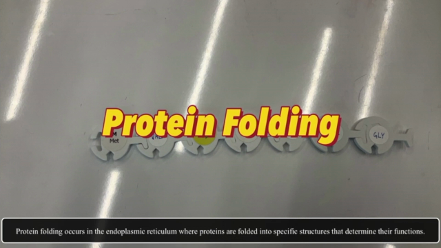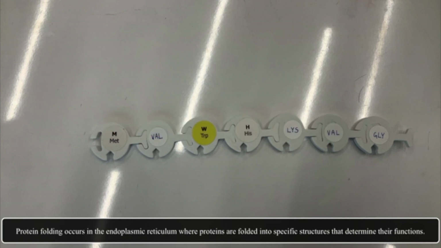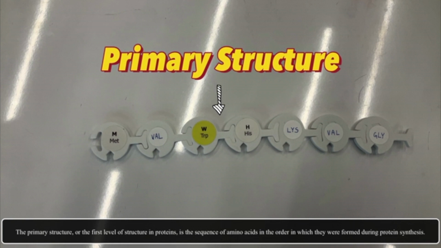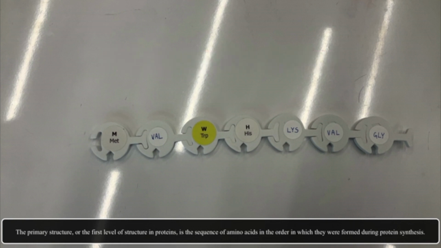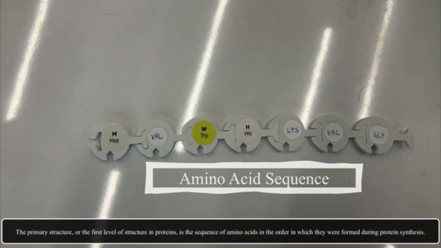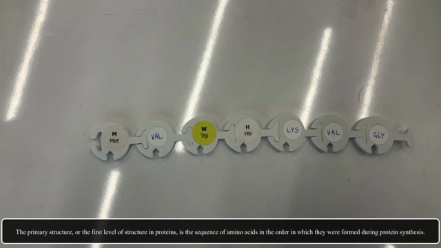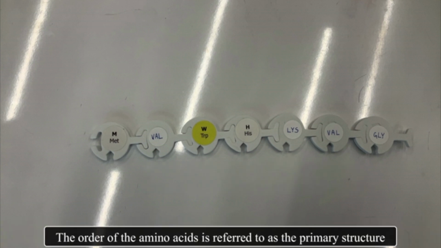Protein folding occurs in the endoplasmic reticulum, where proteins are folded into specific structures that determine their functions. The primary structure, or the first level of structure in proteins, is the sequence of amino acids in the order in which they are formed during protein synthesis. The order of the amino acids is referred to as the primary structure.